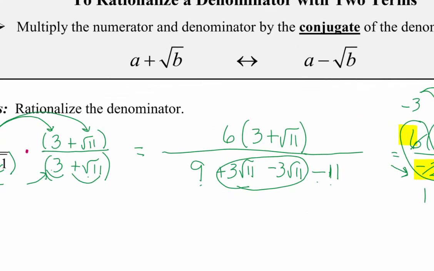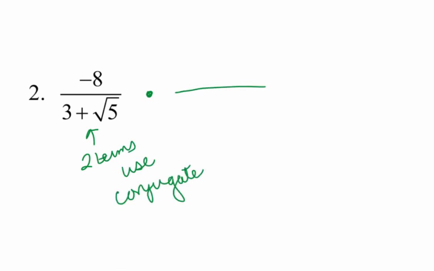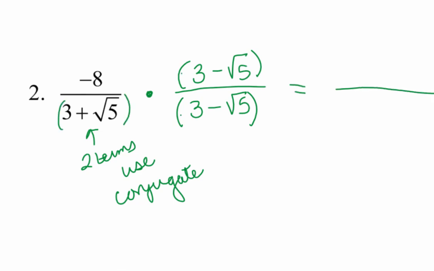Okay, let's try the next one. All right, so we have negative 8 divided by 3 plus square root of 5. And so again, because this is two terms, we're going to use the conjugate. Okay, so we're going to multiply by 3 minus square root of 5. Whatever we do to the denominator, we do to the numerator. And then we're going to multiply down here, and it's 3 times 3 is 9. Now, we know those middle terms are going to cancel, right? We know that this is the difference of squares. This is going to be a squared minus b squared, right? So I'm just going to go ahead and do that.